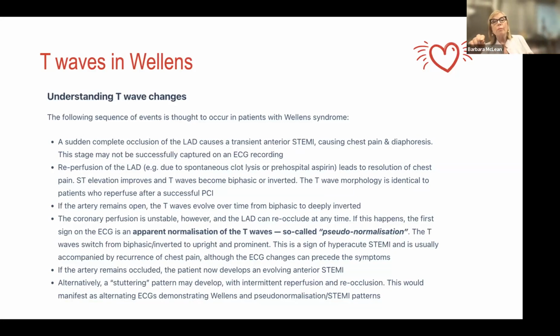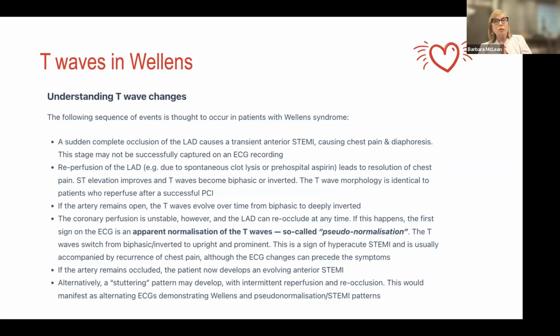But if the coronary perfusion is unstable, and by the way, in this patient, we're assuming he was unstable because he kept having chest pain on and off for 2 weeks, the LAD continuously reoccludes, okay? So sometimes what can happen is during your pain time, your T waves may no longer be biphasic because they're on their way to becoming hyperacute. So they switch from being biphasic or inverted to being hyperacute. That's a hyperacute STEMI. And usually that's going to occur with chest pain.